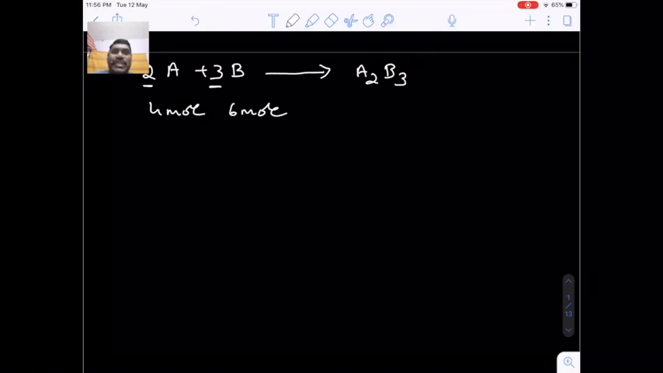That means both the reactants are completely consumed in the reaction. None of the reactant will be left here. Are you getting my point?